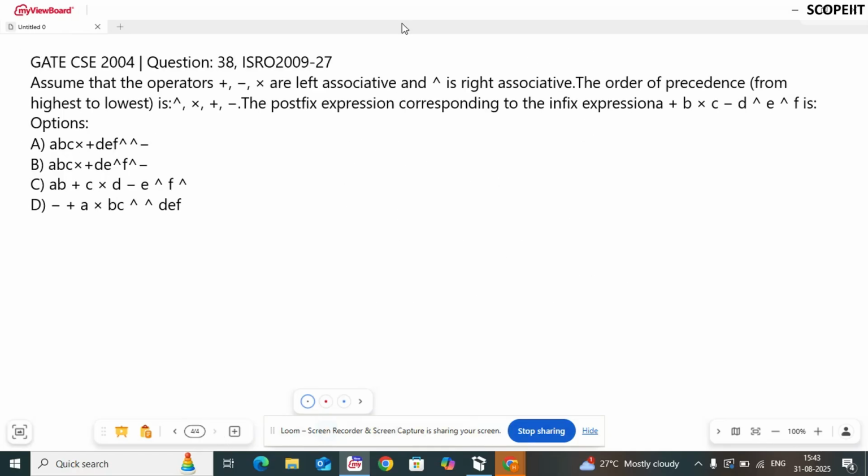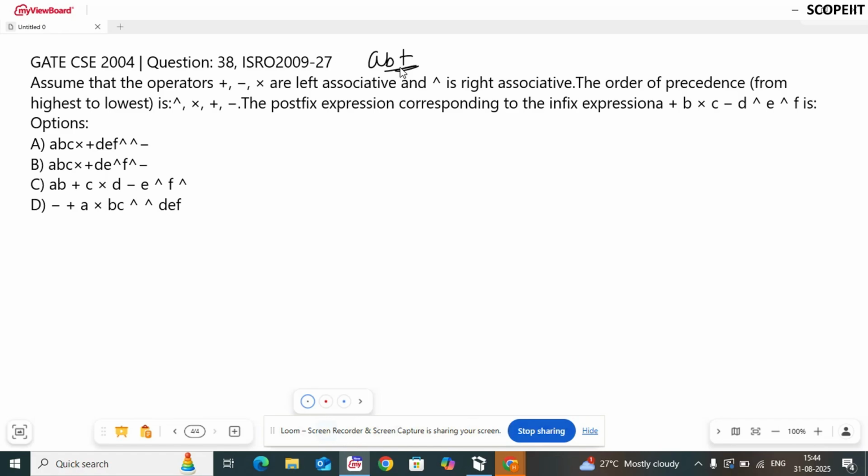this is your GATE 2004, as well as in ISRO they have asked, GATE ISRO 2009 also, the same question. Here, assume that the operators plus, minus, multiply are left associative and caret is right associative. The order of precedence from highest to lowest is caret, multiply, plus, minus. The postfix expression corresponding to this infix expression is what? Okay, so here also they want to find your postfix expression, that is AB plus, the operator will be the last one.